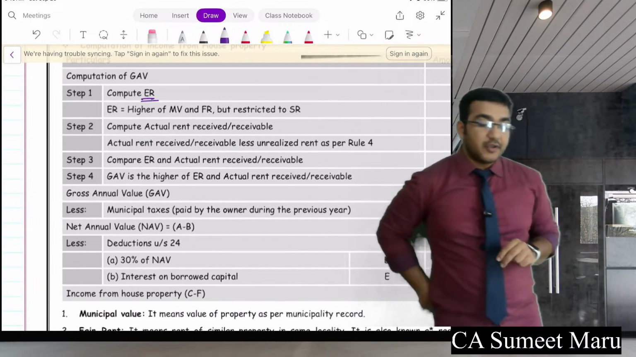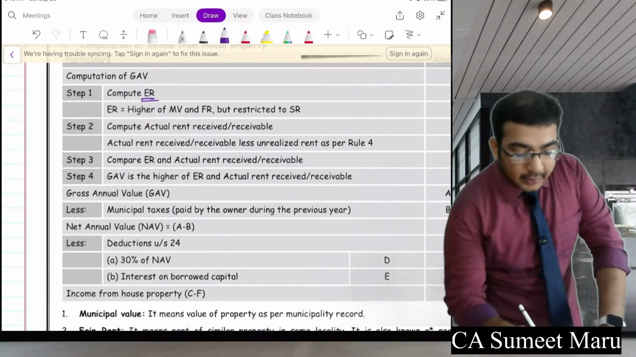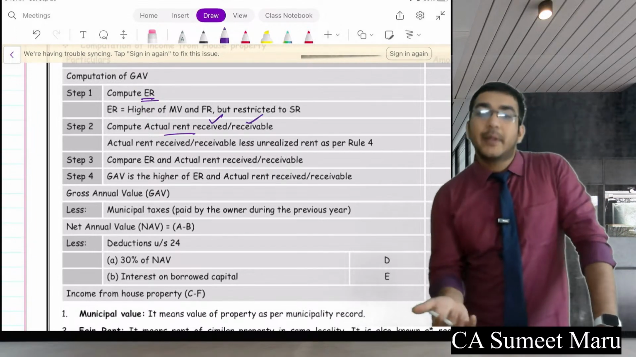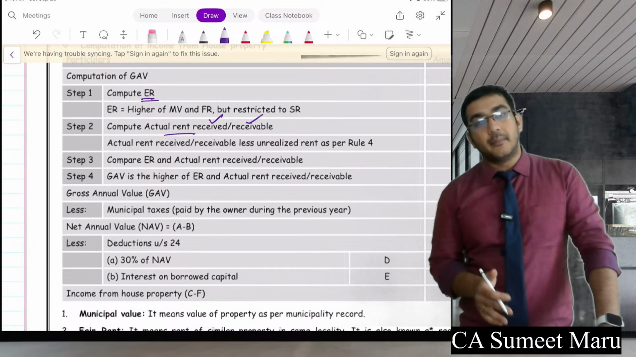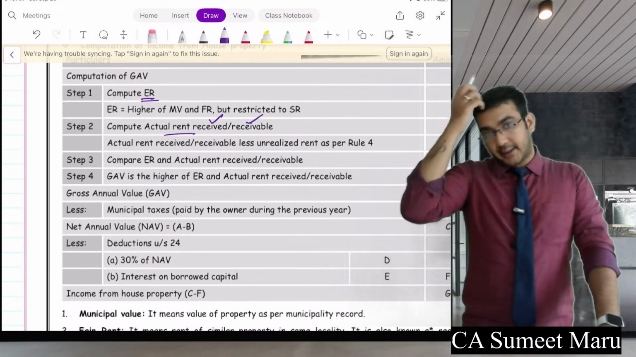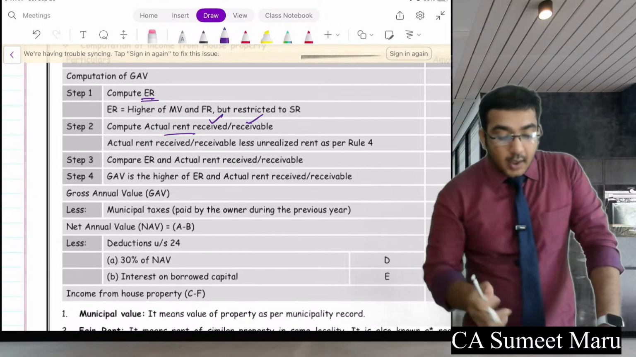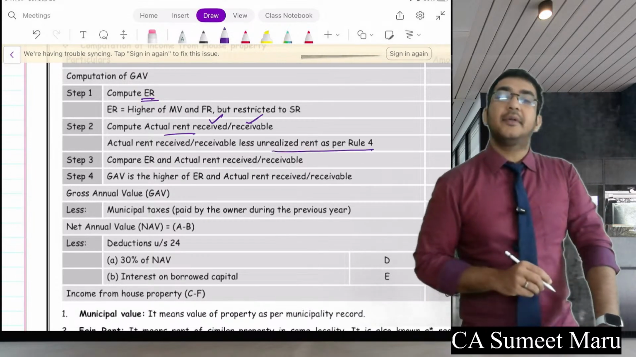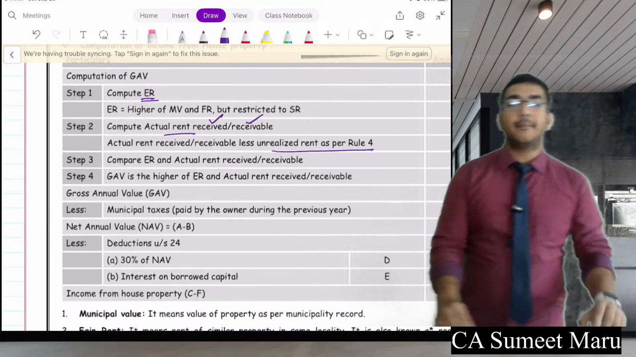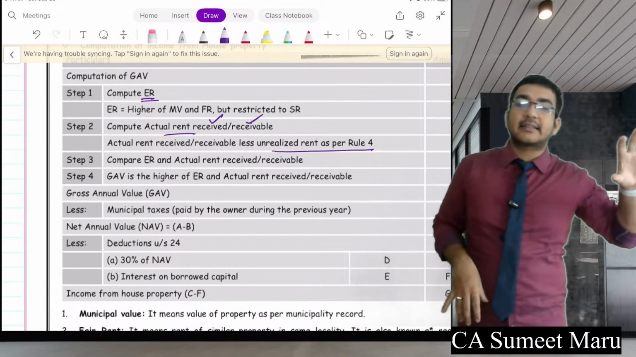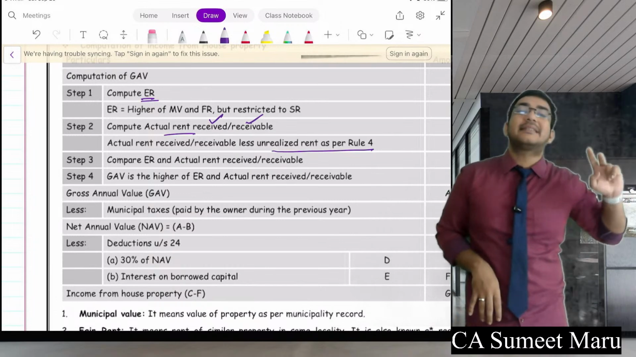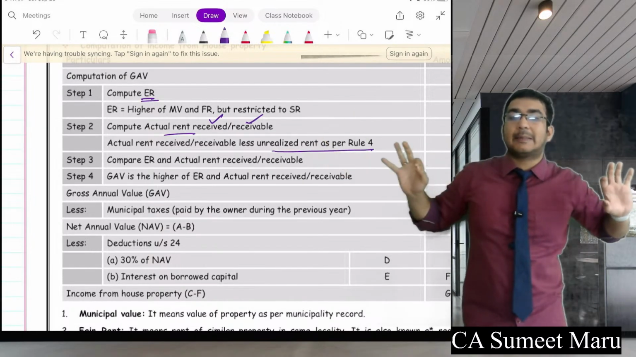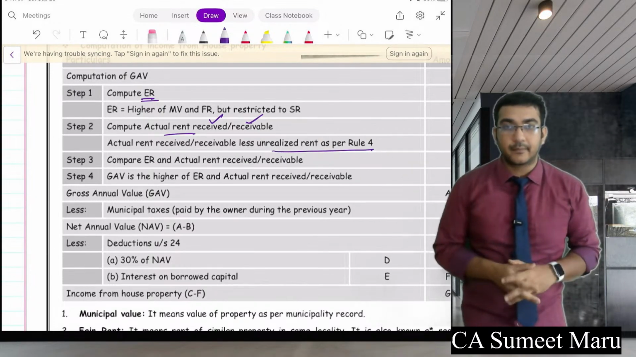Step 2, you will calculate your actual rent, which is received or receivable. If receivable will also be received in the future, no problem, you will calculate actual rent here. Okay, if you have some unrealized rent, you will subtract that from here. So for example, I have actual rent received of 10 months, and 2 months is receivable, but I know it will not be received, it is unrealized, so I will subtract that 2 from the 12. Everyone clear?